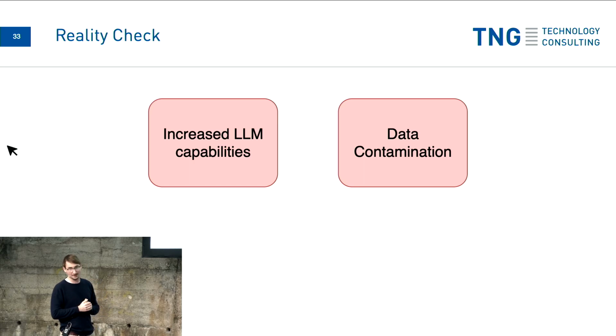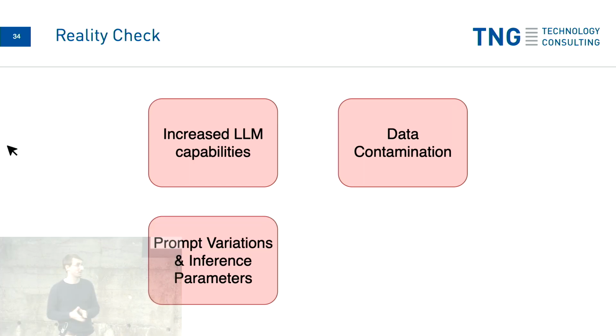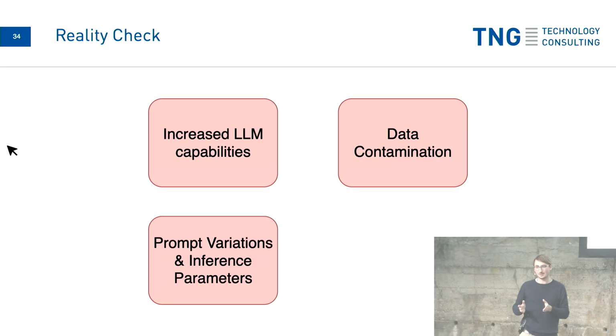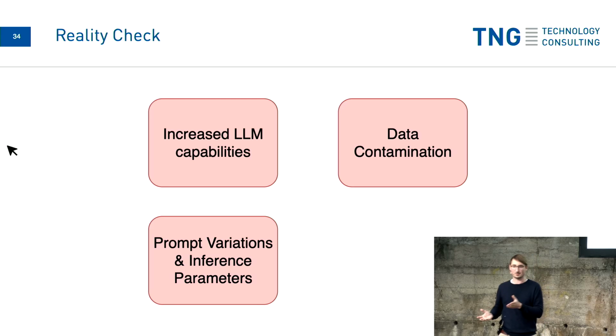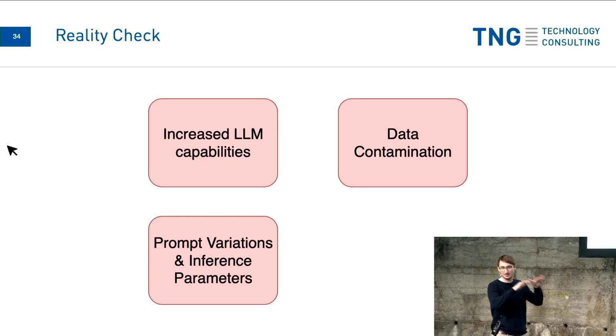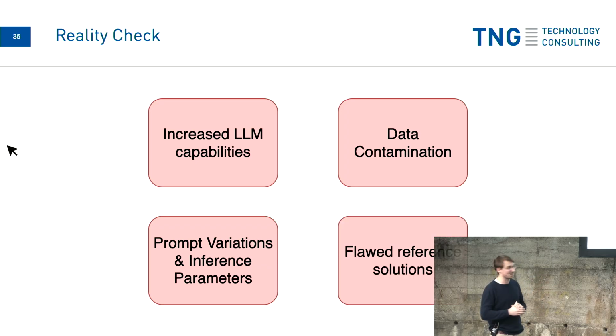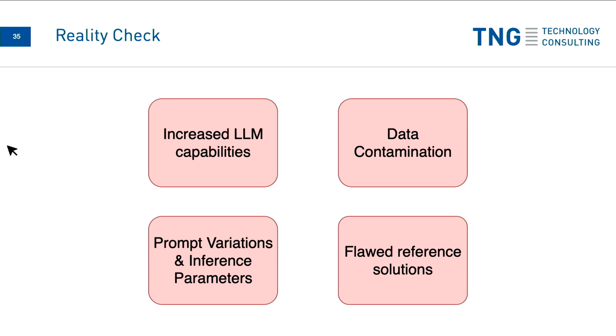The third thing that we have is we need to account for prompt variations and also for the inference parameters. So different models like to be prompted ideally with different temperatures, and also different prompts might work better for some LLMs rather than others. When you perform benchmarks, you also need to account for these. You either need to fix a temperature, or you need to say, okay, I will optimize the temperature for my LLM. And lastly, another thing is actually that in many benchmarks of the literature, we found flawed reference solutions.